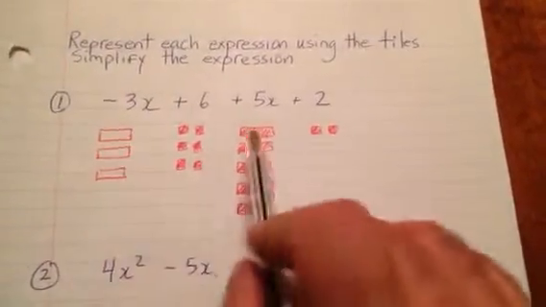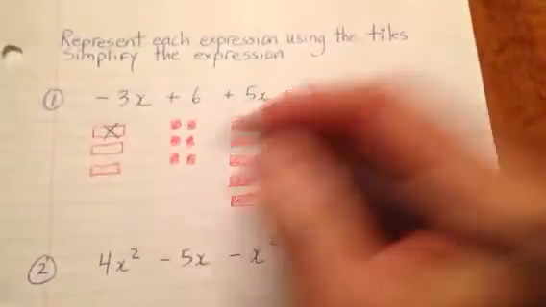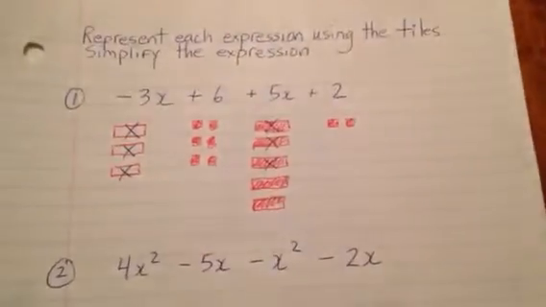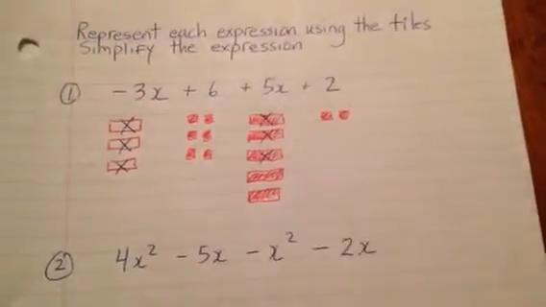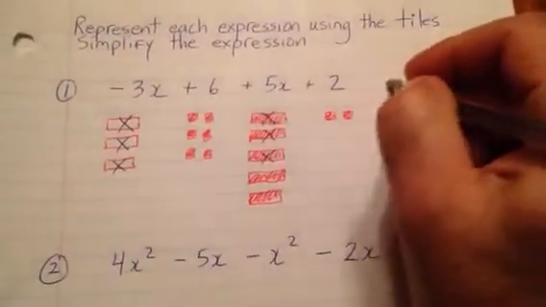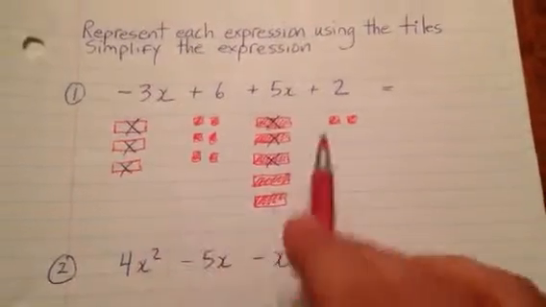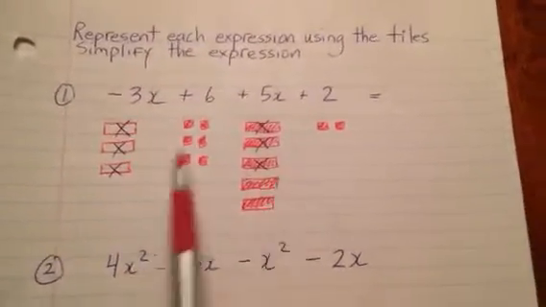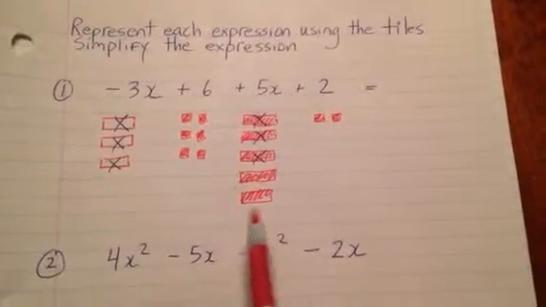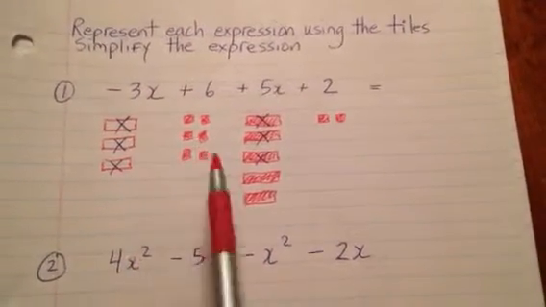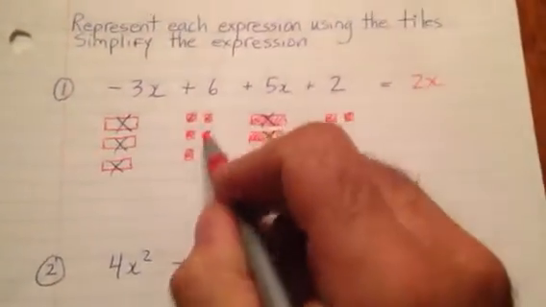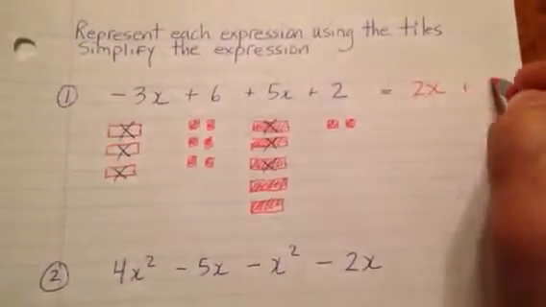So for example, one of these and one of these cancel out, so we cancel them out. This and this cancel out, and this cancel out, right? Opposites will cancel. These ones and these ones won't because they're all positive. Now to simplify, we are just going to write down what we have left. Starting with our highest degree tile, the tiles with the highest degree are the x squareds, then the x's, and then the positive or negative ones. So this is higher degree. So we have 2x plus, there's 6 and 2 plus 8.